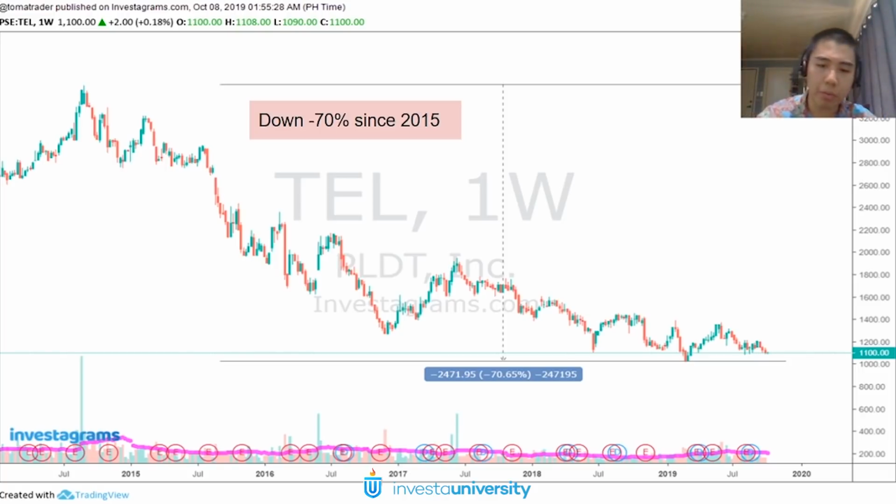Here's a chart of one of the biggest companies in the Philippines. This is PLDT or TEL. From 2015 all the way to around 2019, close to 2020, the stock was down 70%. Why am I showing you this? I want to emphasize that in the stock market, it's not Christmas every day. Not every day is profit. Like I said, not all investments go up.